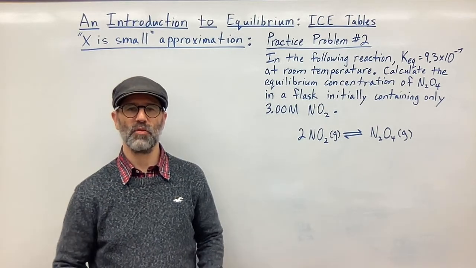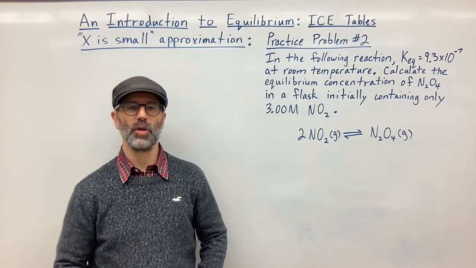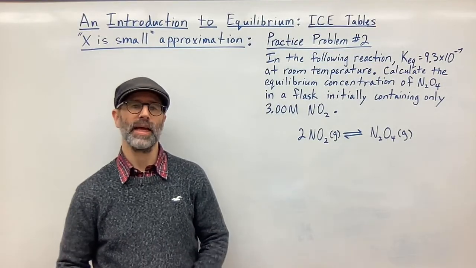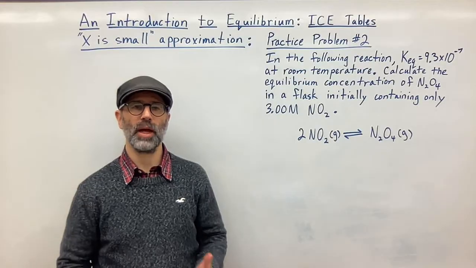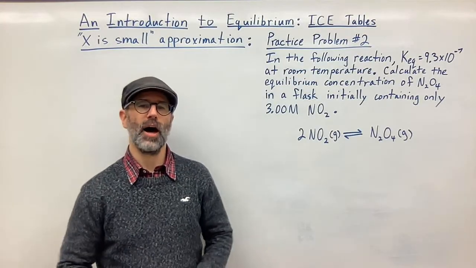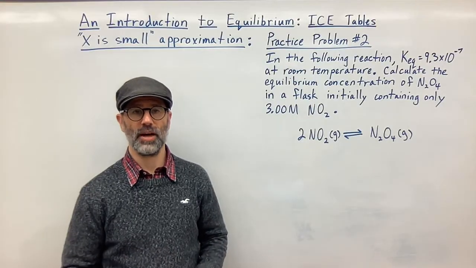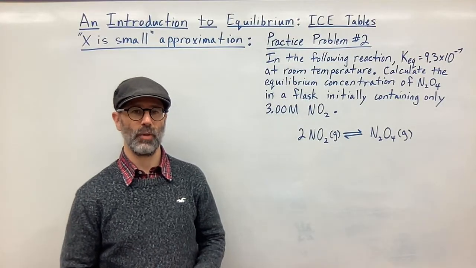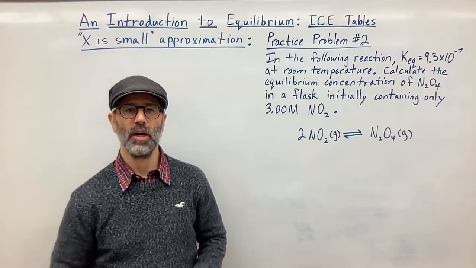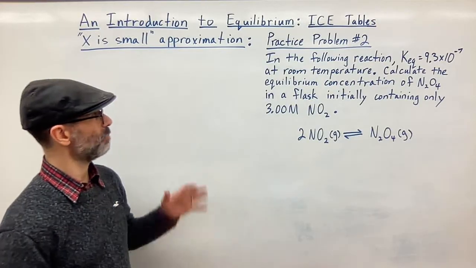My name is Mr. Kovalt, and in this video I'm going to go over my second practice problem using an ice table. In this problem we're going to be able to use what is called the X is small approximation. And then we'll need to use the 5% rule to calculate whether that approximation is valid. Okay, so here's my second problem.